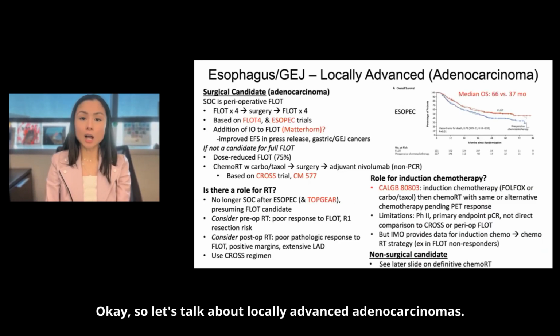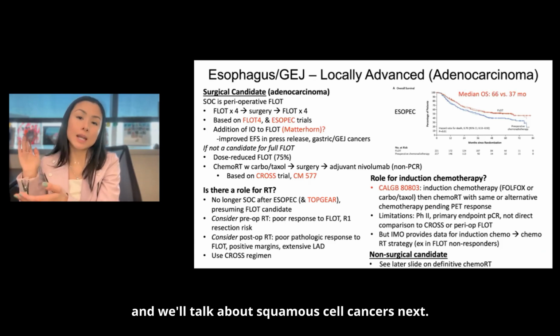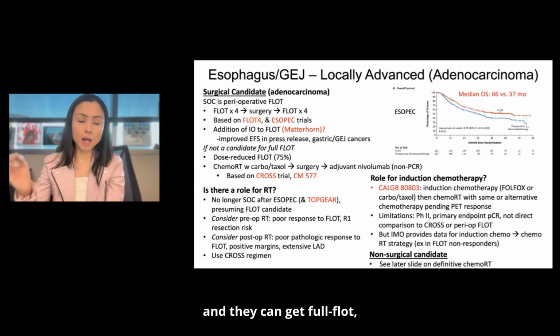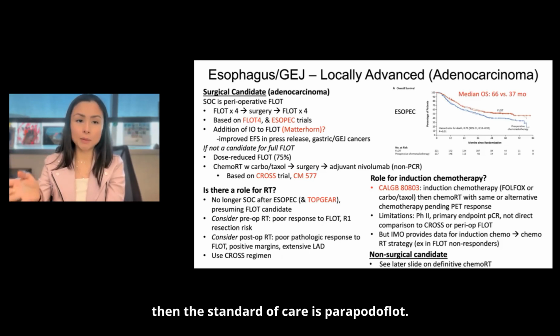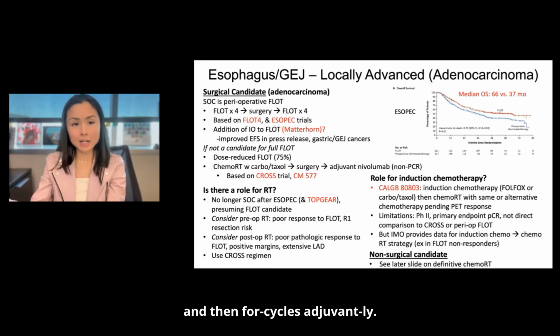Okay, so let's talk about locally advanced adenocarcinomas. And I split this into adenocarcinomas, and we'll talk about squamous cell cancers next. If the patient is a surgical candidate and they can get full FLOT, then the standard of care is perioperative FLOT. That means 4 cycles of FLOT, surgery, and then 4 cycles adjuvantly.